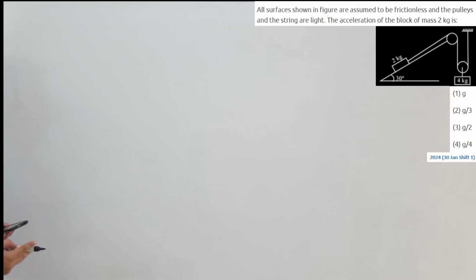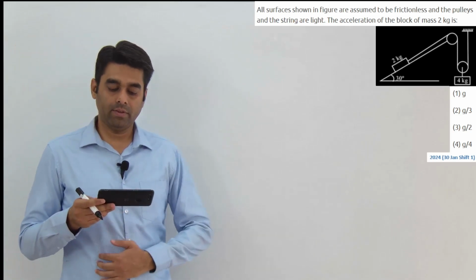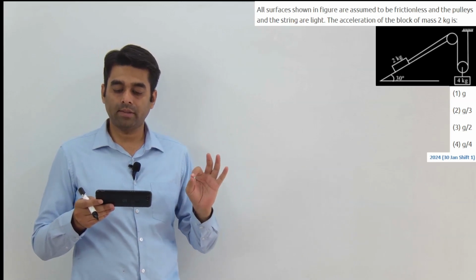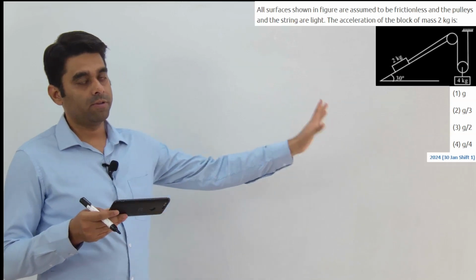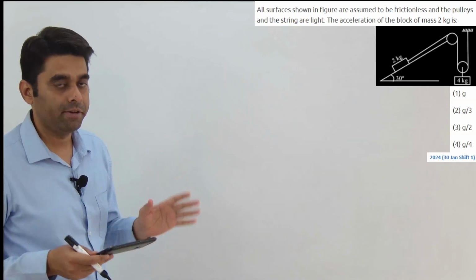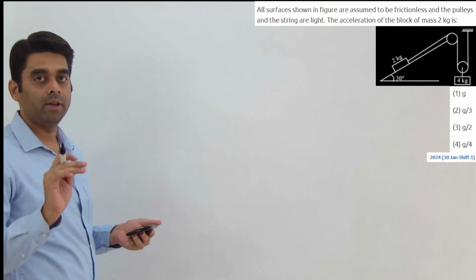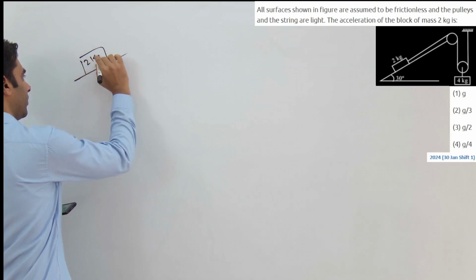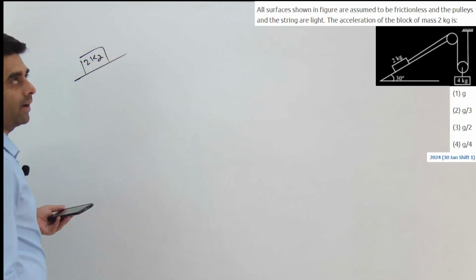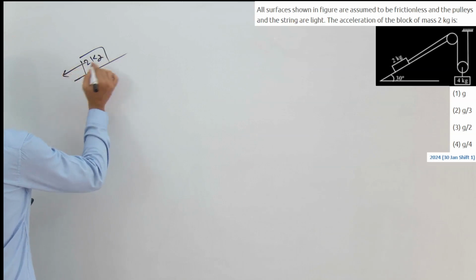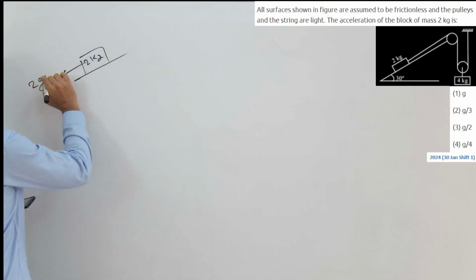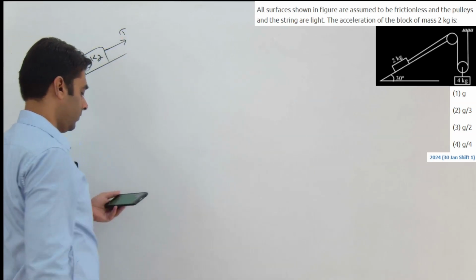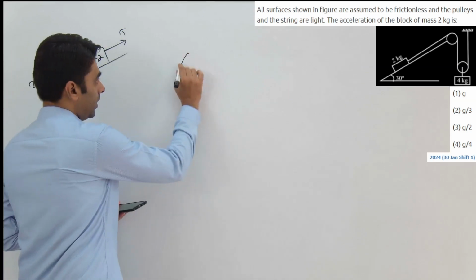Okay, next a pulley block question. All surfaces shown in the figure are assumed to be frictionless and the pulleys and string are light. The acceleration of the block of mass 2 kg is? The figure is given to you. Let us draw the FBD first of all. We want to find out the acceleration of 2 kg. Let's draw the FBD of both the blocks. So over here the 2 kg block is kept on an incline, angle is 30 degrees. What will be happening over here? The mg component will be acting, 2g sin 30. Then tension will be acting in the upward direction.